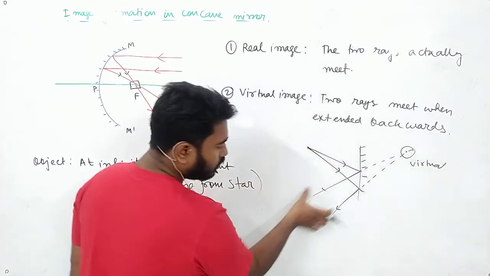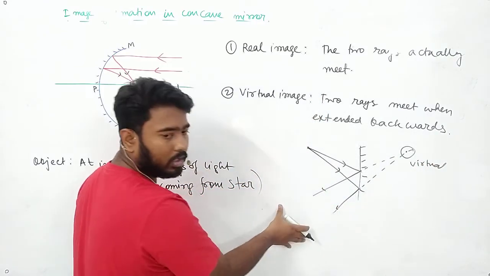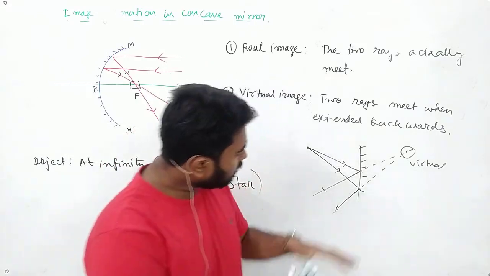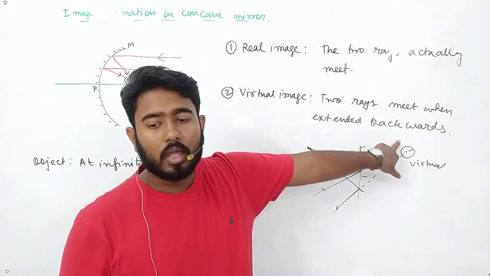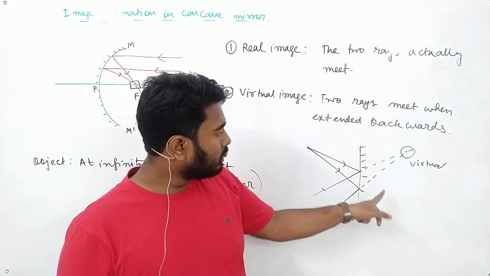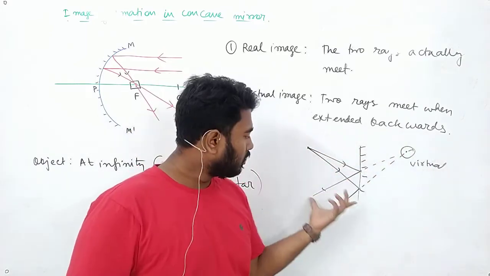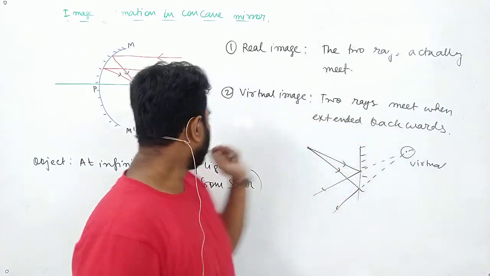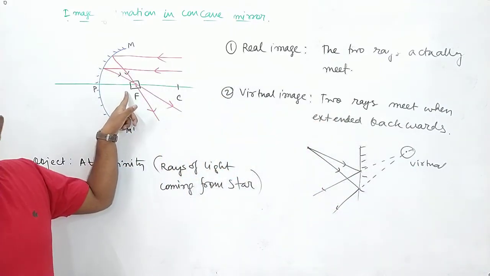Do the rays actually meet? No. The rays actually diverged. We extended them and the extended portions met. They didn't actually meet. So this is a virtual image. Is that clear? And if they actually meet, in this case it will be a real image.